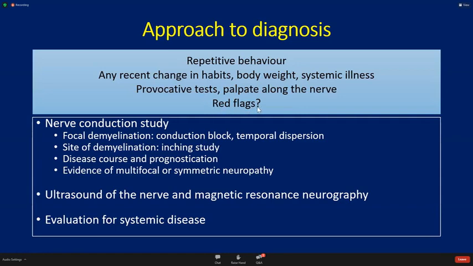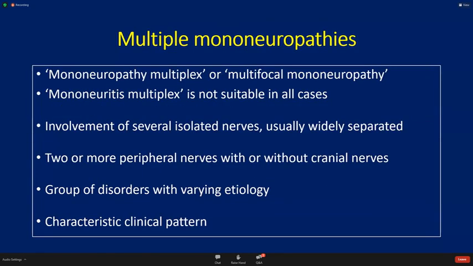And watch out for red flags which may suggest that it is not just an entrapment. For example, motor more affected or multiple nerves affected. All these are red flags to suggest that it may not be a mononeuropathy. I would just mention that nerve conduction, ultrasound of the nerve as well as magnetic resonance neurography are very important to confirm the diagnosis of focal neuropathy. I'll finish off in 5 minutes with what are multiple mononeuropathies.